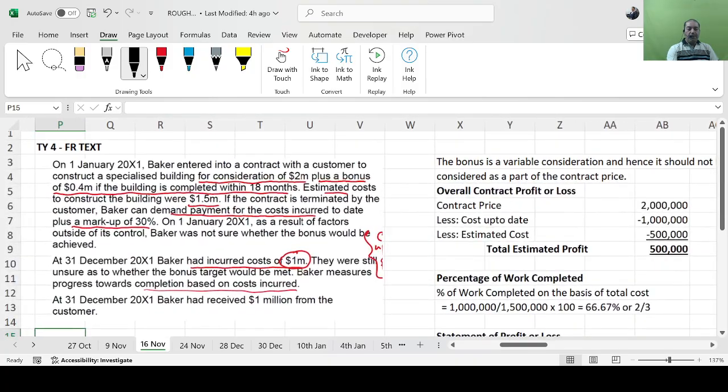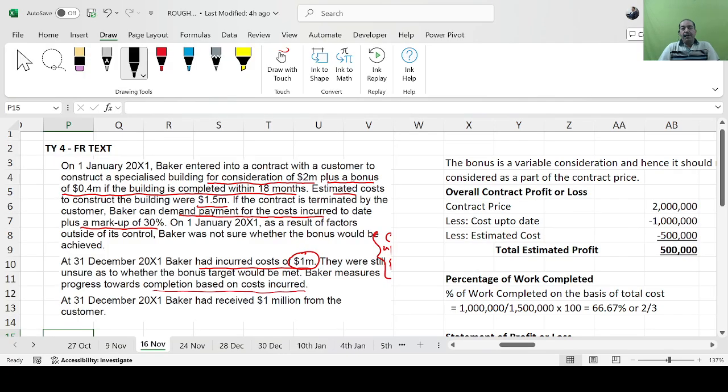I have written there TY4, that is Test Your Understanding 4, which has been taken from the Kaplan material of the FR textbook. Let us go through the question first. What they have given is, on 1st of January 20X1, Baker entered into a contract with a customer to construct a specialized building for a consideration of $2 million. So that is the contract price, plus a bonus of $0.4 million if the building is completed within 18 months.